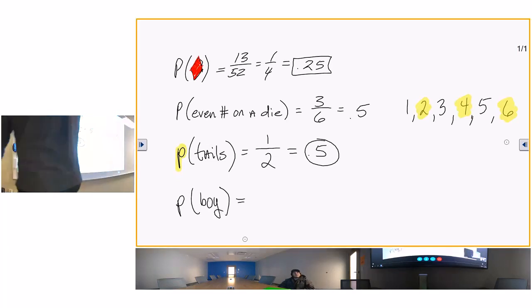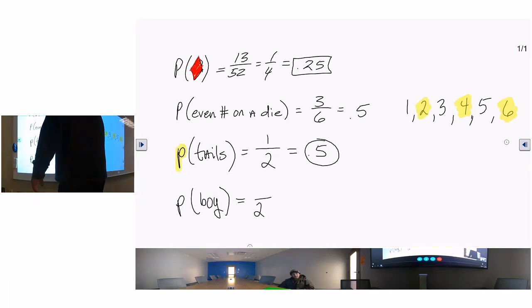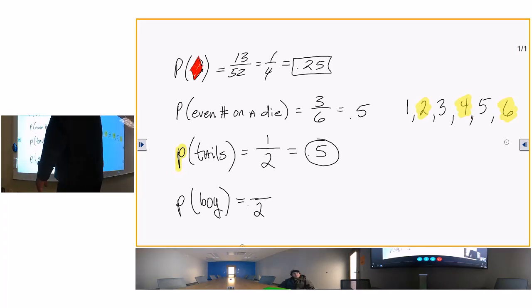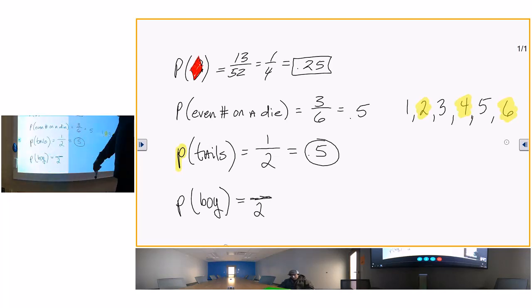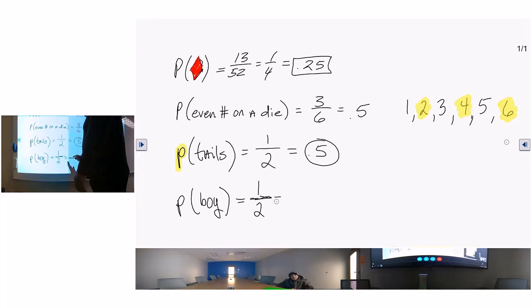What's the probability of having a boy when you have a baby? Well, how many genders are there? 2. I'm talking about physically. When you're born, there's an indicator whether you're male or female. And what's the probability of a boy? Well, there's only 2 genders, so one of them's a boy, so that'd be 1 out of 2, and that's equal to 0.5.